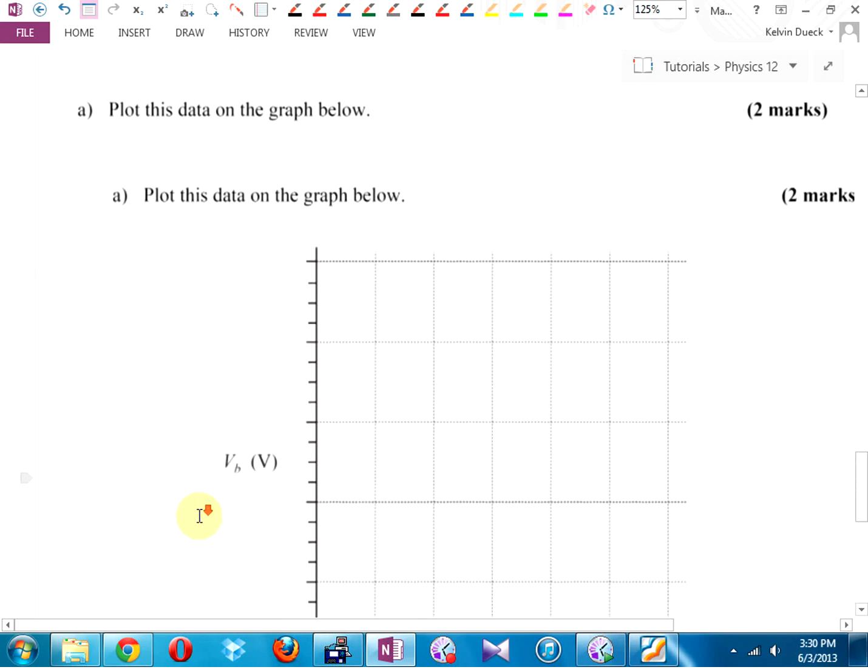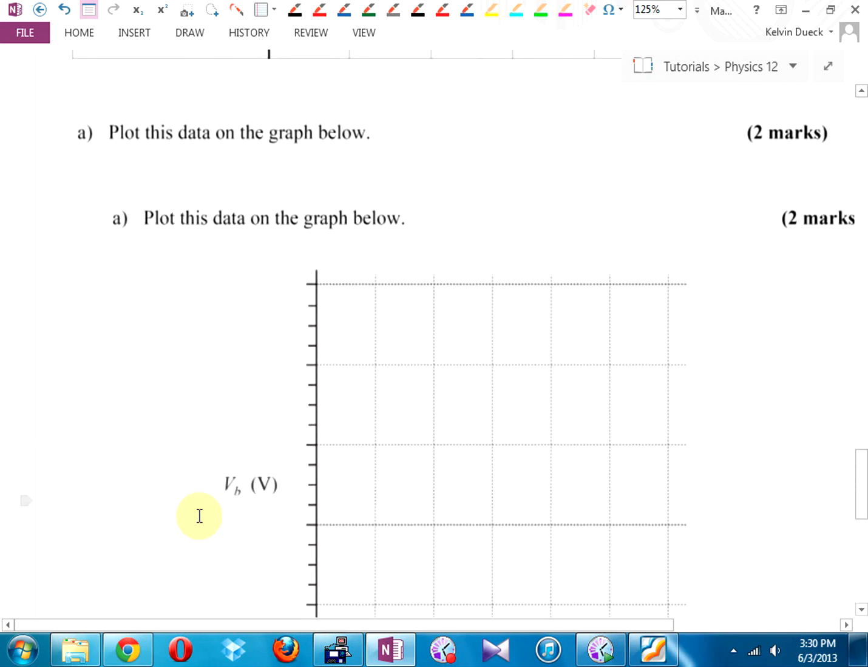Okay. So if it wants you to plot the data, I probably won't ask you to actually plot the data, because to me that's a waste of time. You guys have learned how to do it. I'll give you a graph that's made up already, but okay.